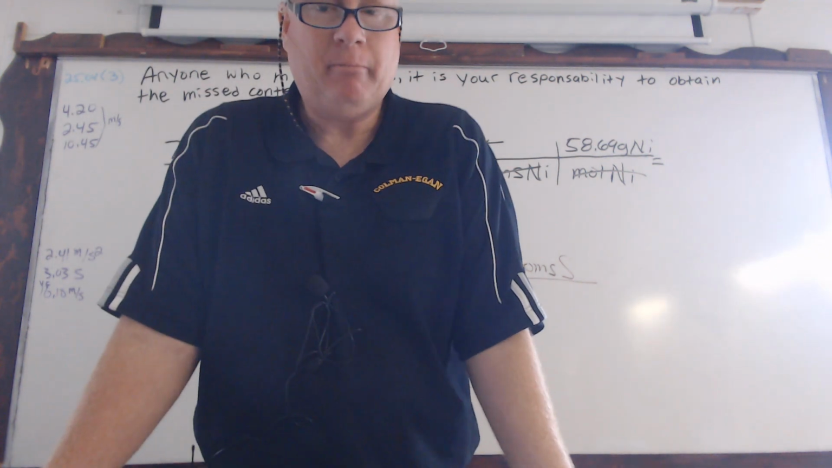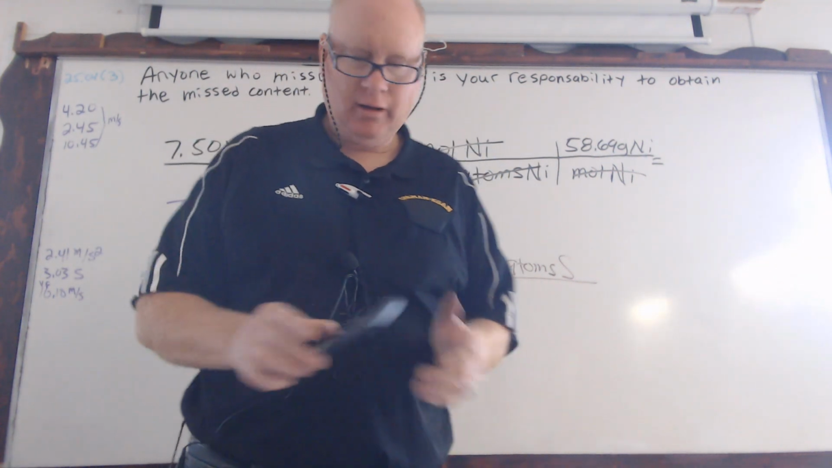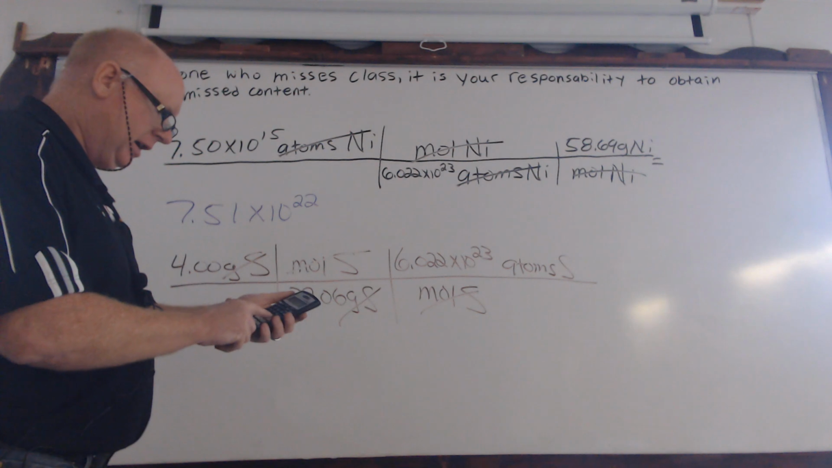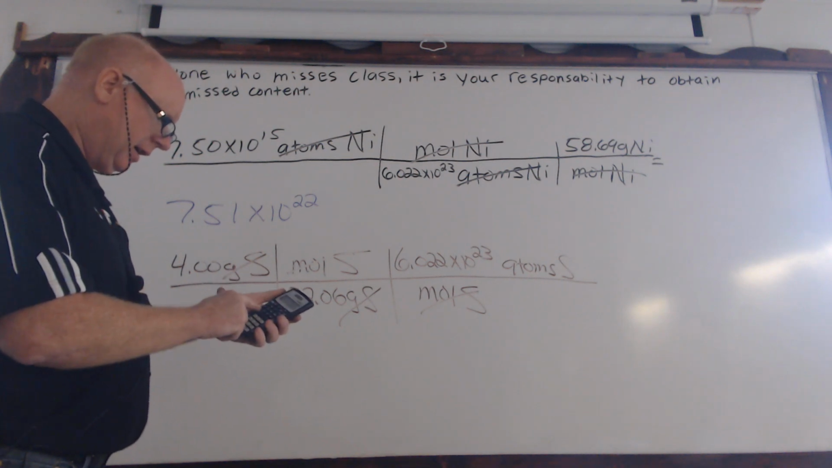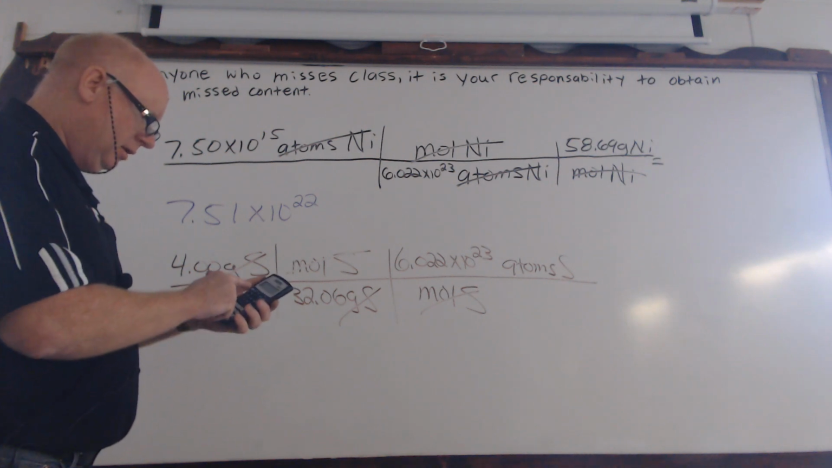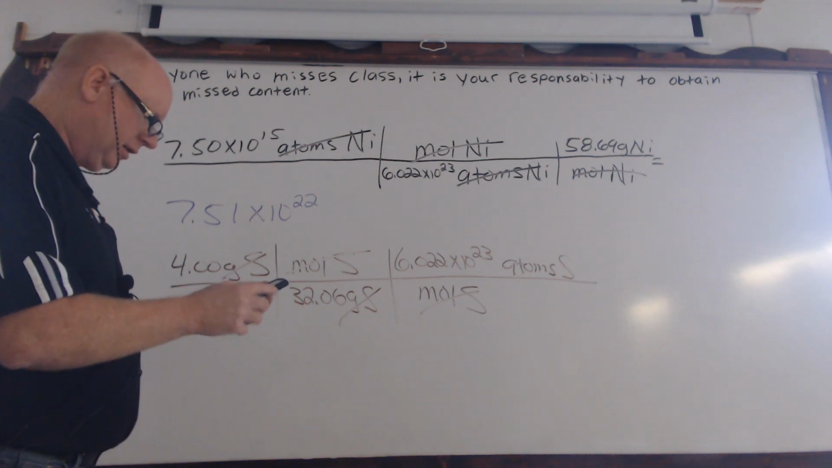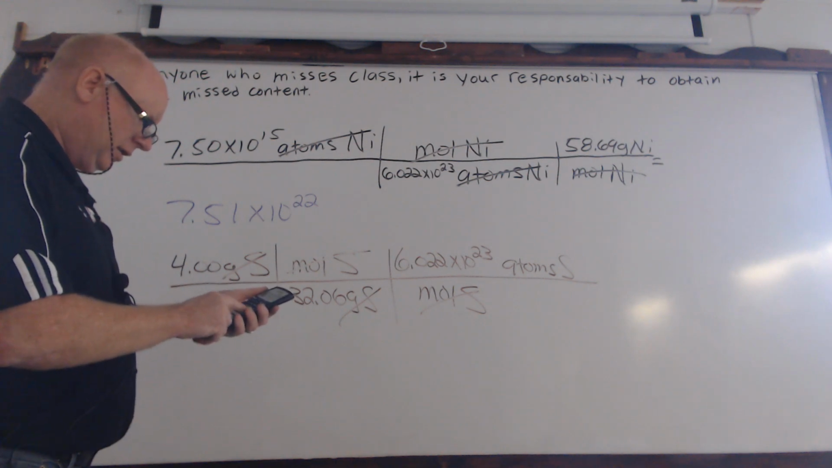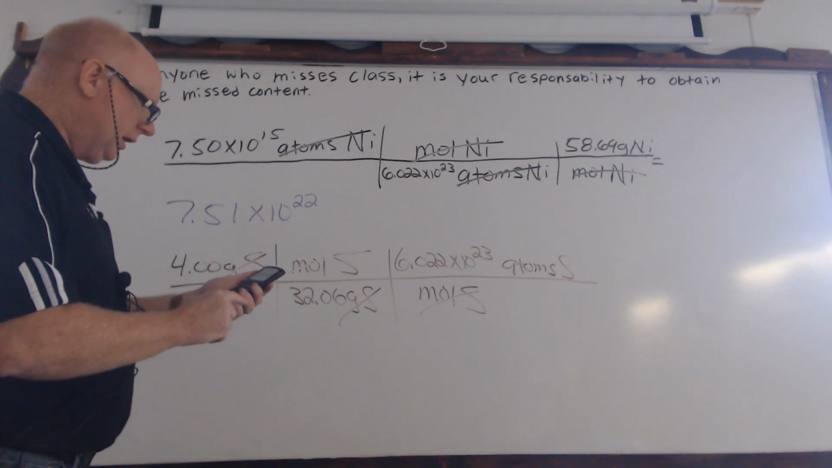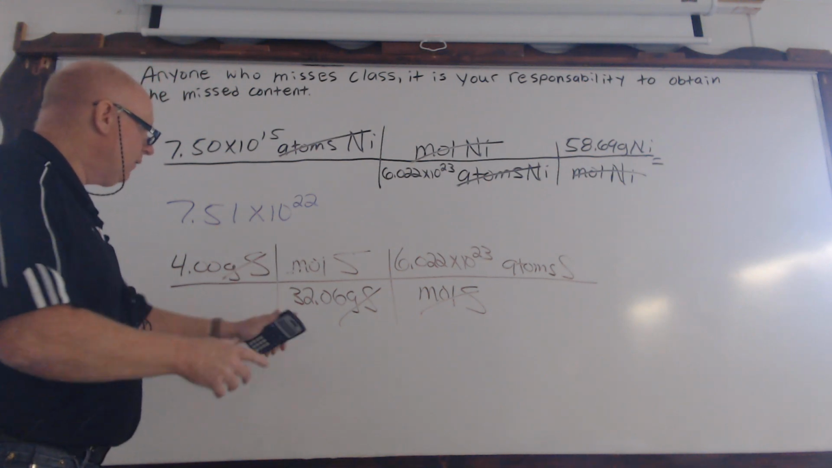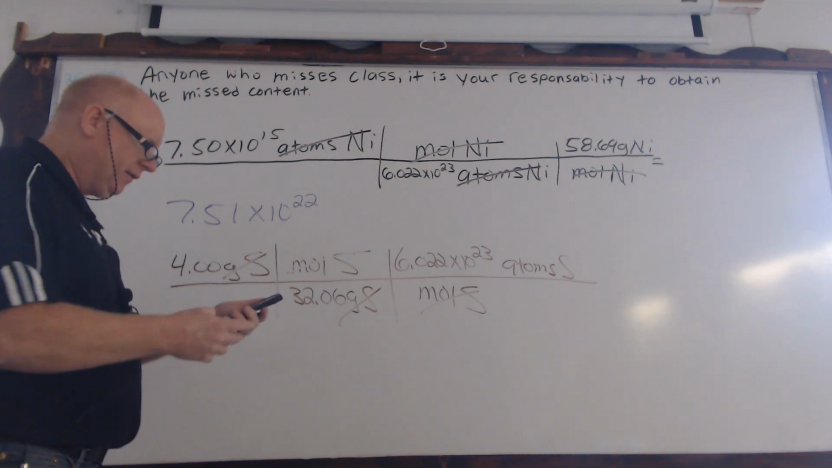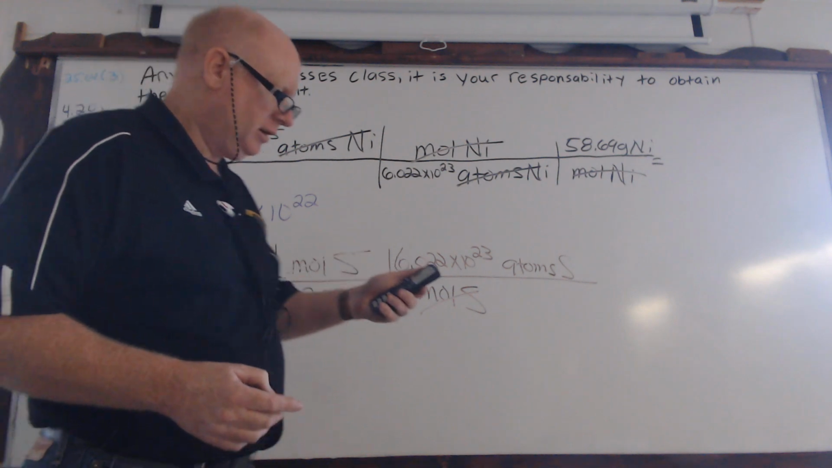So this was practice problem number 2 on page 87. I think I had hit pause for quite a while and it didn't record at that time, so I'm just going to quickly go through that. 4 times 6.022 times 10 to the 23rd gives you 2.41 times 10 to the 24th, but we need to divide by 32.06. And we get 7.51 times 10 to the 22nd.